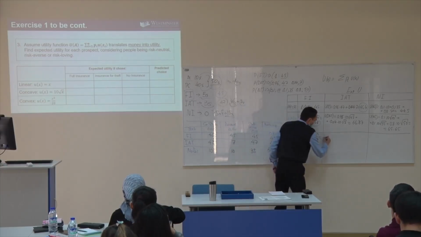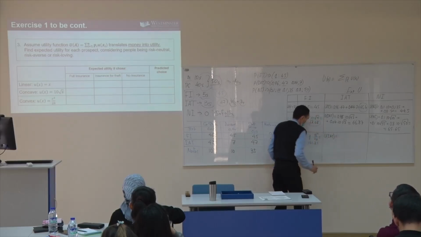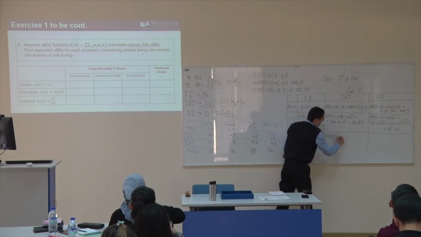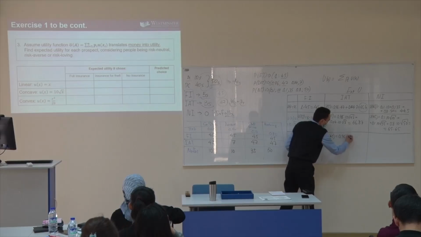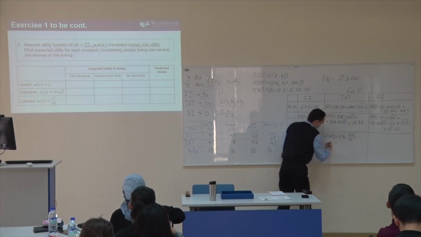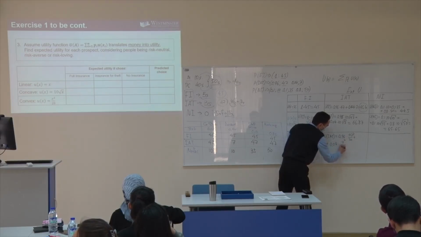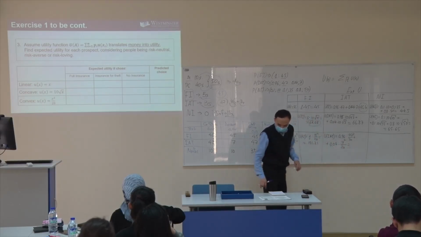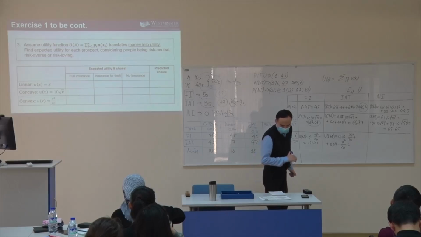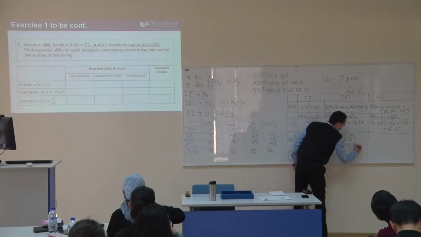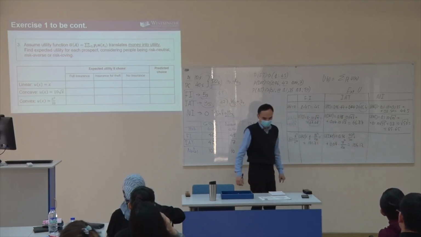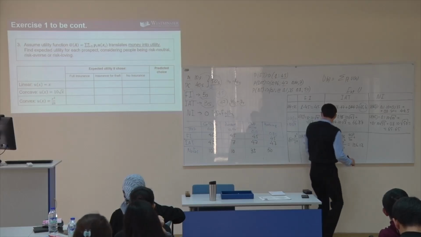Second, insurance against theft. Here we said there is a 96% probability of a payoff of 47 squared over 20, plus a 4% probability of a payoff of 7 squared over 20. If you calculate this one, you will get 106.13. Good. And the last one is the no insurance case.